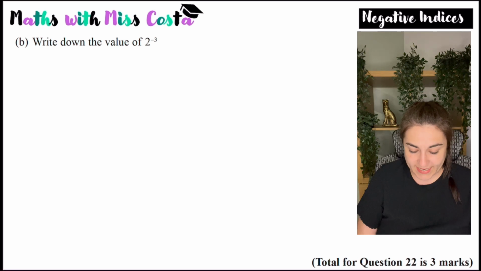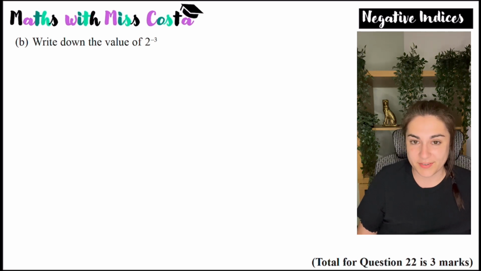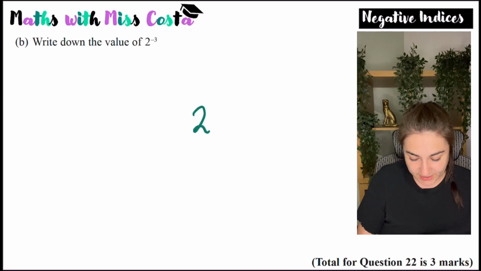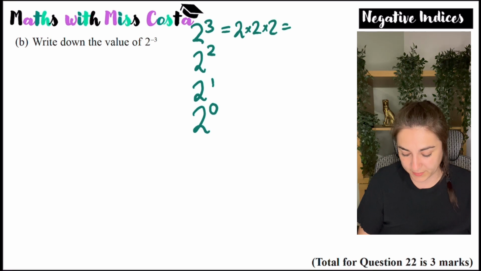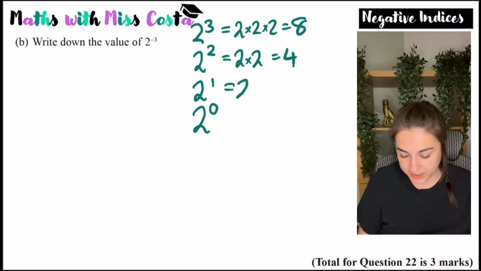Now I need to write down the value of 2 to the power of -3. So when I do this, it's actually helpful if we just think about 2 to the power of everything. So let's just write this out. So 2 cubed, that means 2 times 2 times 2, which is 8. 2 squared means 2 times 2, which is 4. 2 to the power of 1 is 2.